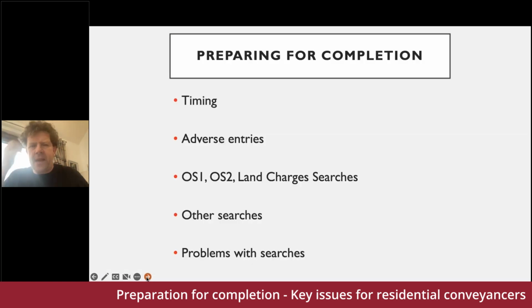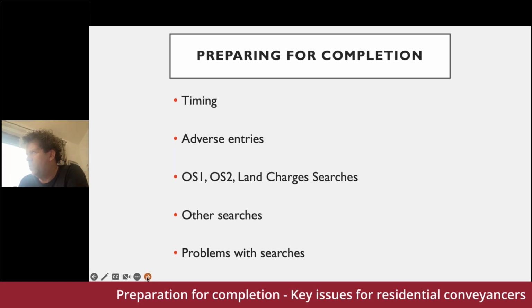Let's talk about preparing for completion. I've already covered the issue of timing. The second thing I want to talk about is adverse entries with regard to searches. If you are doing an OS1 and the OS1 reveals adverse entries, the imposition of a notice, a restriction, a priority period in favour of another search or anything of that nature, would that entitle the buyer to refuse to complete? Well, the answer is it depends.